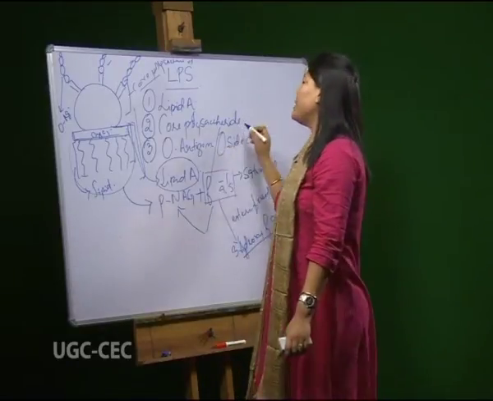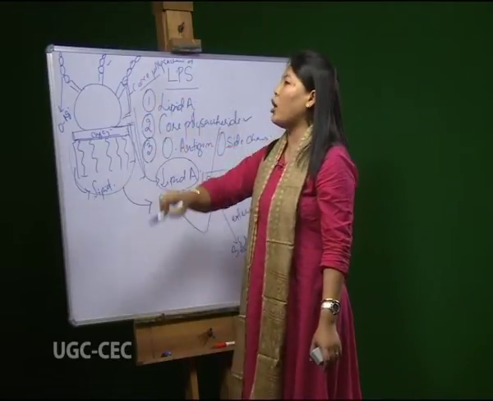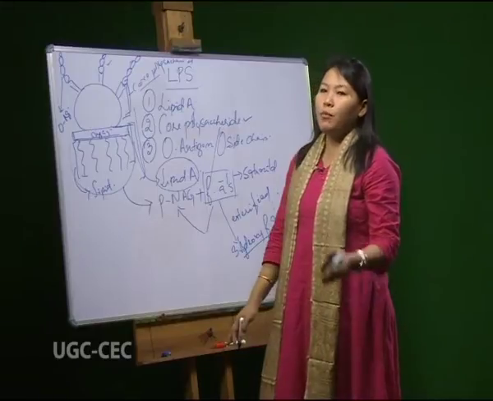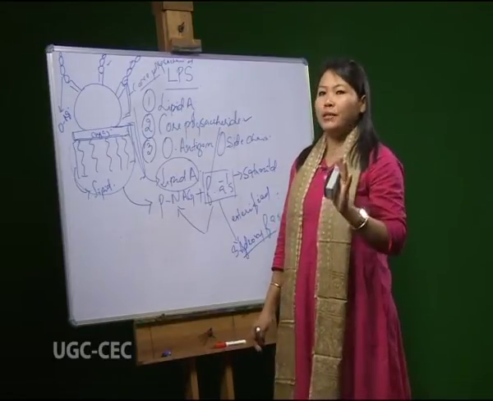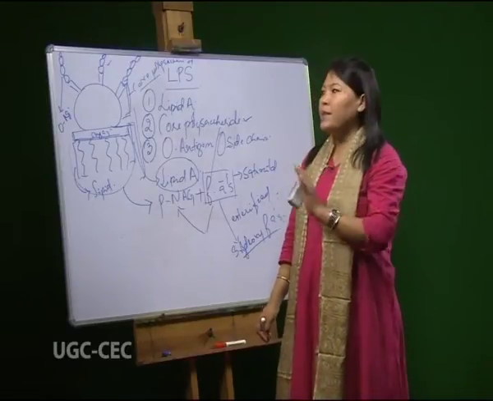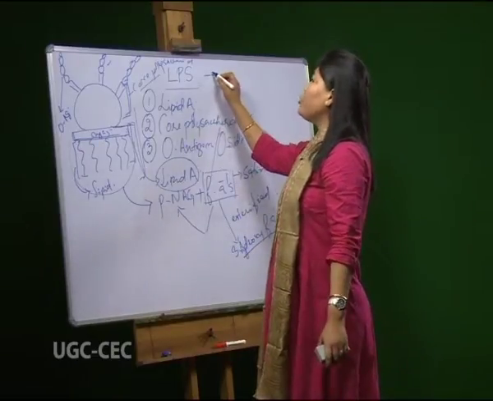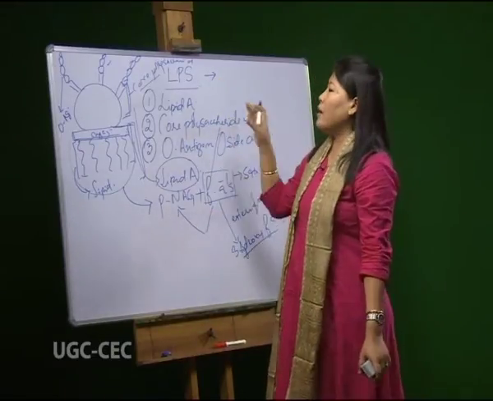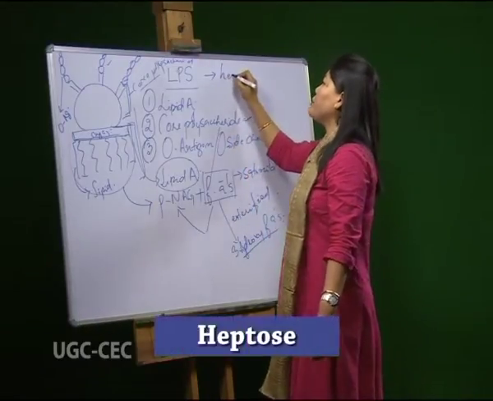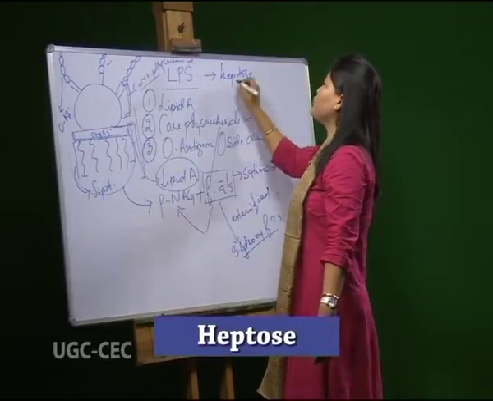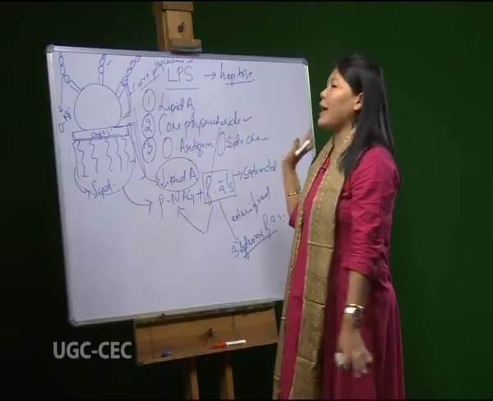Next is the core polysaccharide. This core polysaccharide is also composed of sugars. Sometimes some proteins and amino acids may also be present, but it depends on which type of gram-negative bacteria it is. A very unusual sugar which is present in the core polysaccharide of the gram-negative bacteria is the heptose sugar.